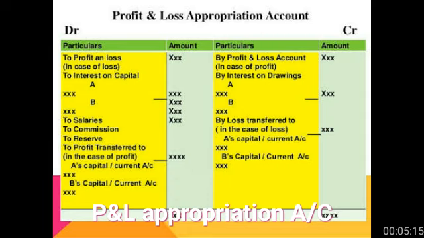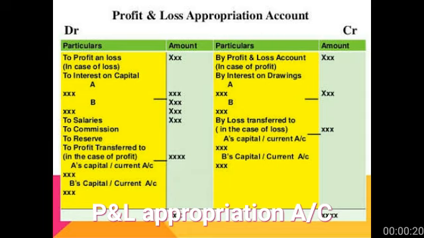Then after the second item, you can see interest on drawing. Now interest on drawing is income for the business. Interest on drawing means drawing done by the partners. Interest on drawing, credit side which we have written, it is income for the business, so it is recorded on credit side. Interest on capital is debit side, interest on drawing is credit side.